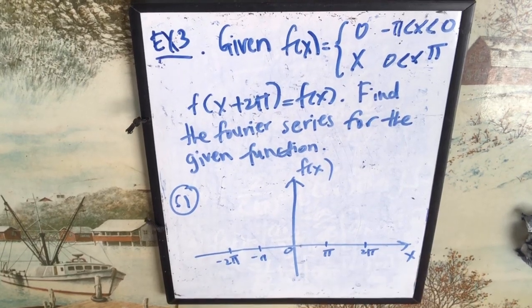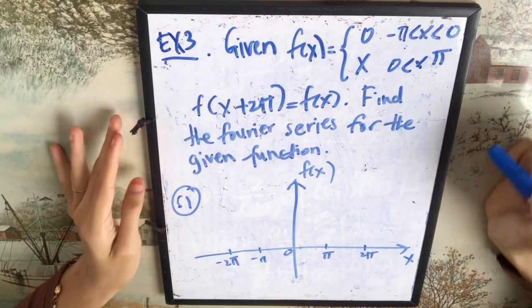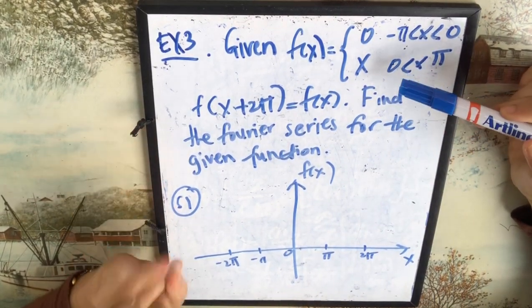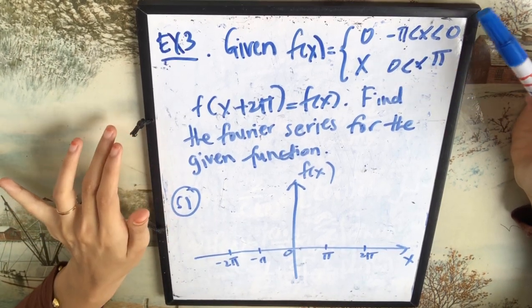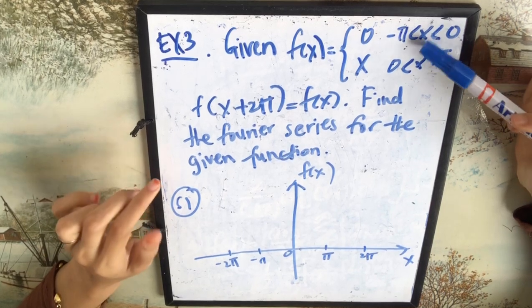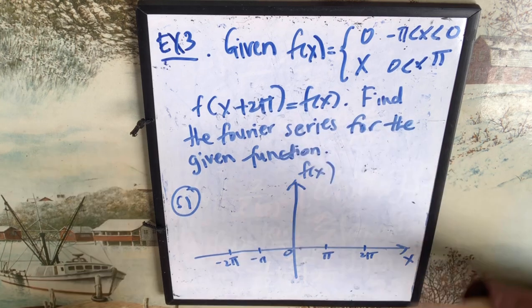Alright, so we continue with example 3. The question is given f(x), 0 and x. They have two functions, so that means it is a piecewise function. The interval is from negative pi until pi, and they have also given the period here, so 2 pi. The period here is 2 pi.